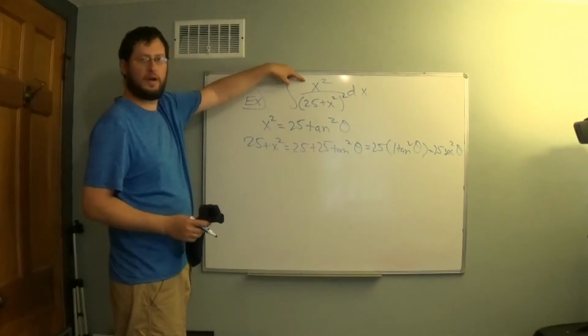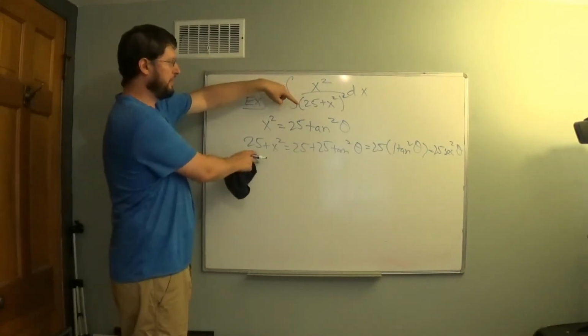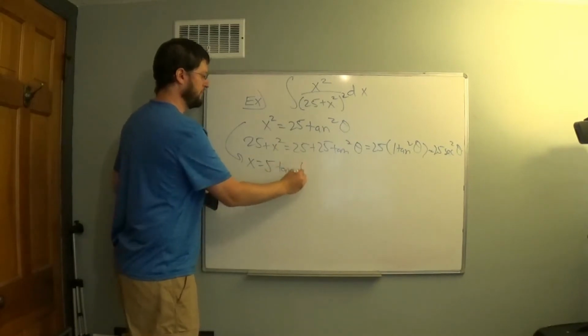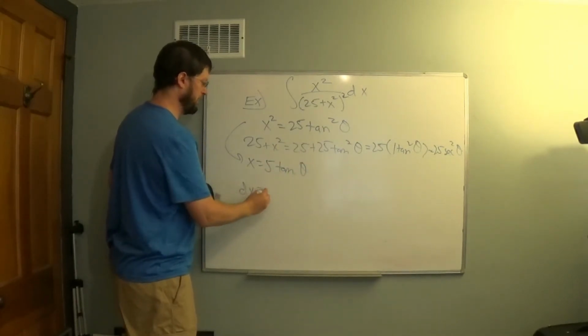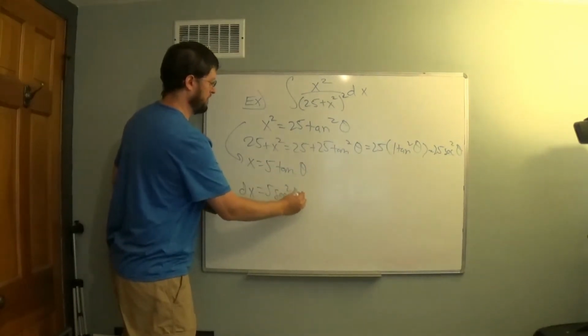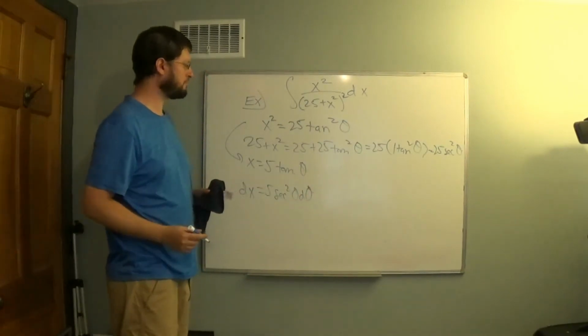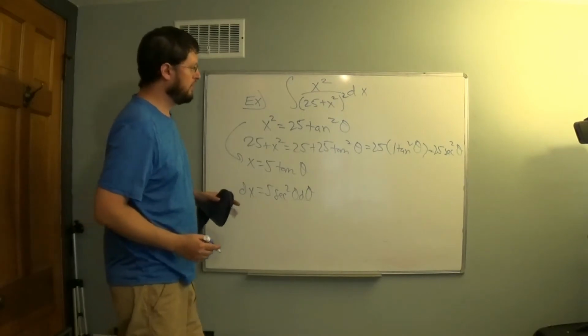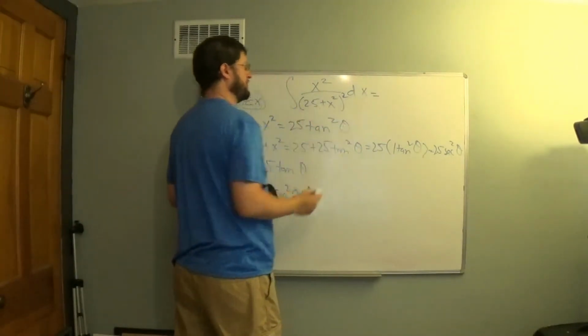We've already got x squared, that's right there. If we square this, we get the denominator. X is 5 tangent, so that dx is 5 secant squared theta d theta. We've got everything we need to make our substitutions.